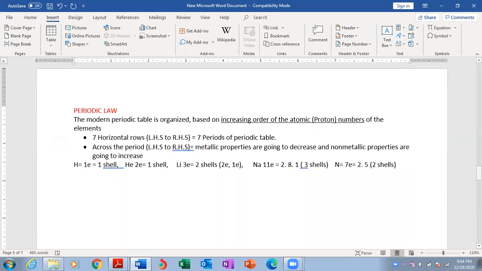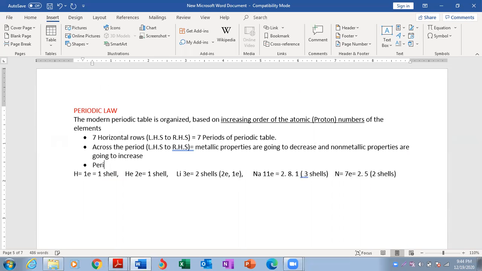One more thing that we have found. Period number shows the total shell number. So the period number also shows the total number of shells. Got it? This is the point that you must keep in your mind.